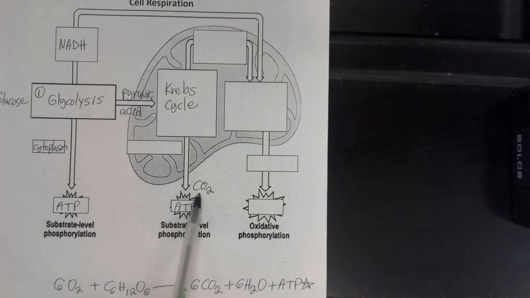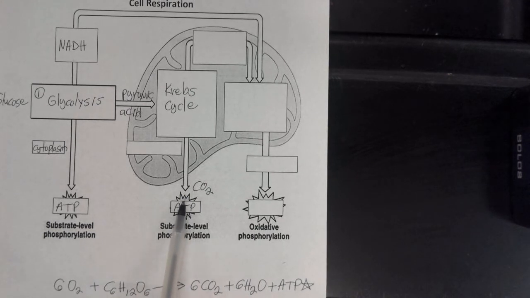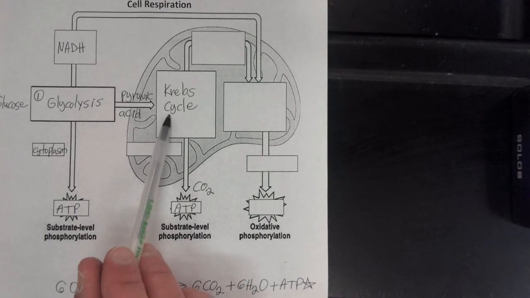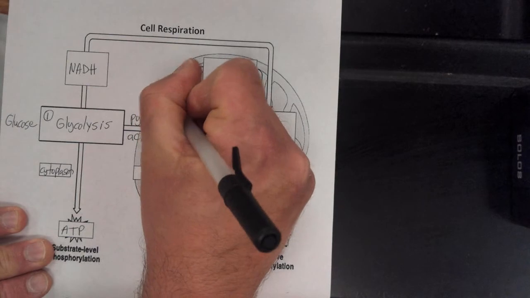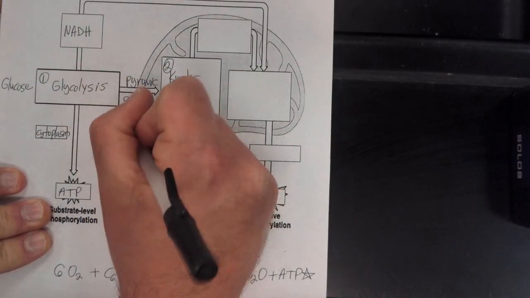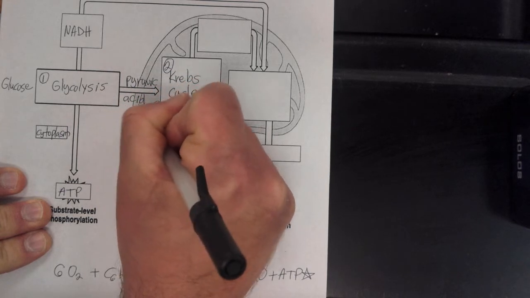Okay? So CO2 leaves the cells from here, it diffuses into our bloodstream, that CO2 makes it to our lungs, and we breathe it back out. Okay, that's where this CO2 comes from. It's at this reaction. Now I'll put mitochondria here. This is where it's taking place.